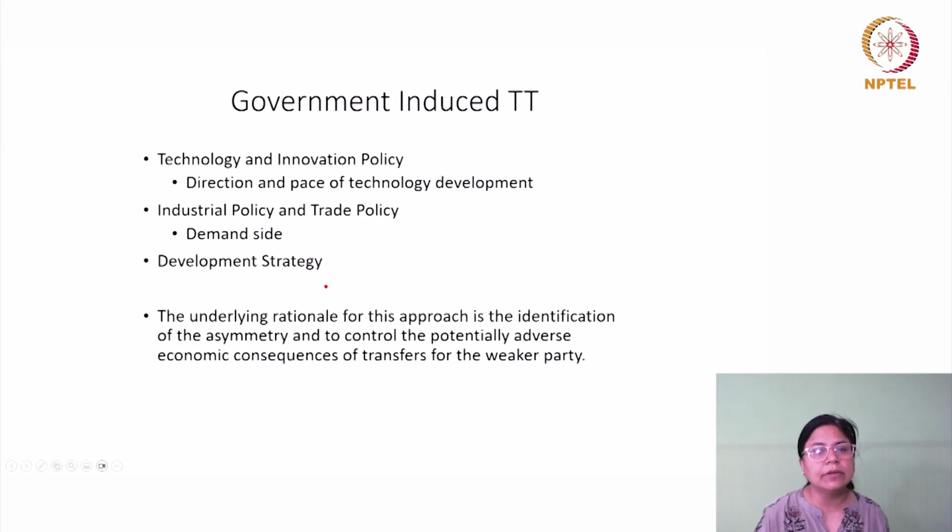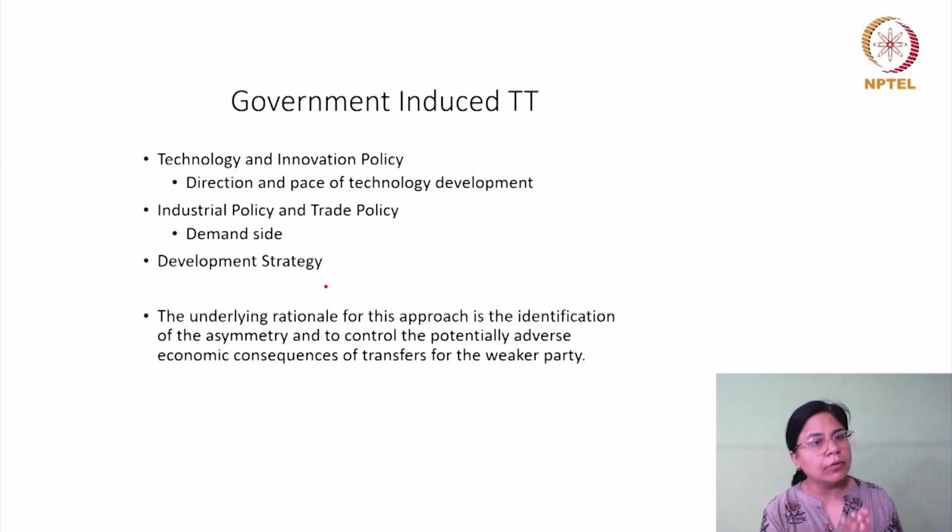On the other hand, there could be a different approach where, through technology and innovation policy, you identify the specific areas in which research should be conducted. You may attract foreign universities to have their campuses in India. Or you can attract foreign companies to set up their research and development parks or research and development centers. Then this government-induced technology transfer will become a part of the overall development strategy, right? You have to understand what their industry policy and trade policy are, and within that, how the technology and innovation policy is designed. Here you will find that more things come into play.